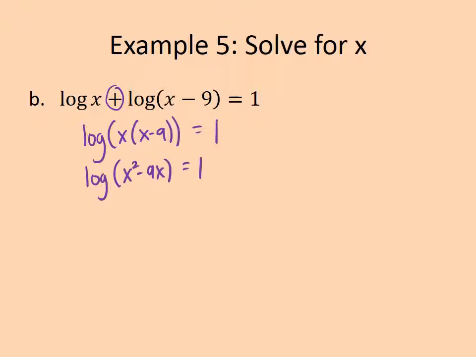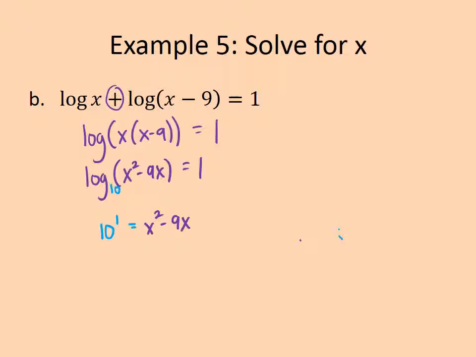Now, using method 1, at this stage, since we have a single log and a number, we would want to change it from log form into exponential form. Since there is no base, we know the base is 10. So we're going to change this from log form into exponential form. So 10 to the first power equals x squared minus 9x.